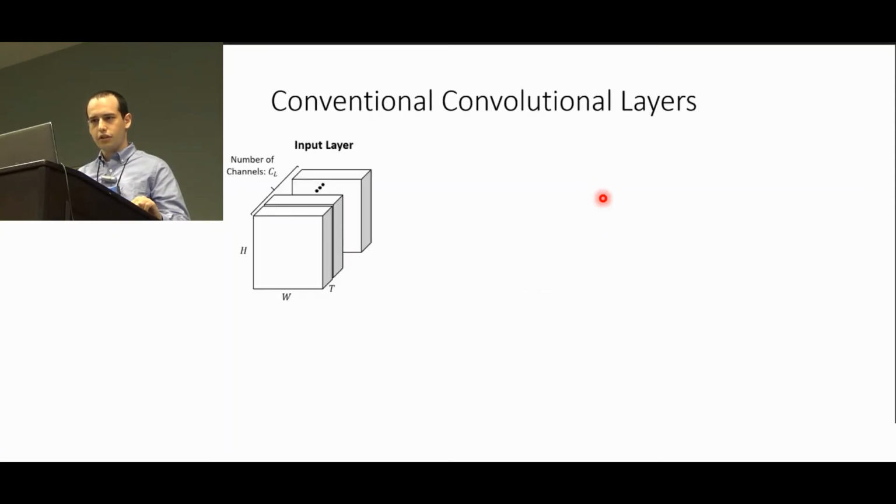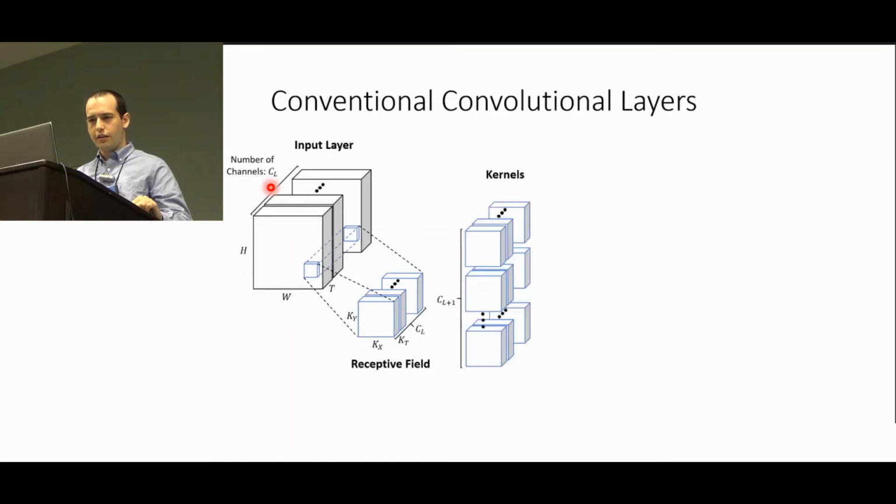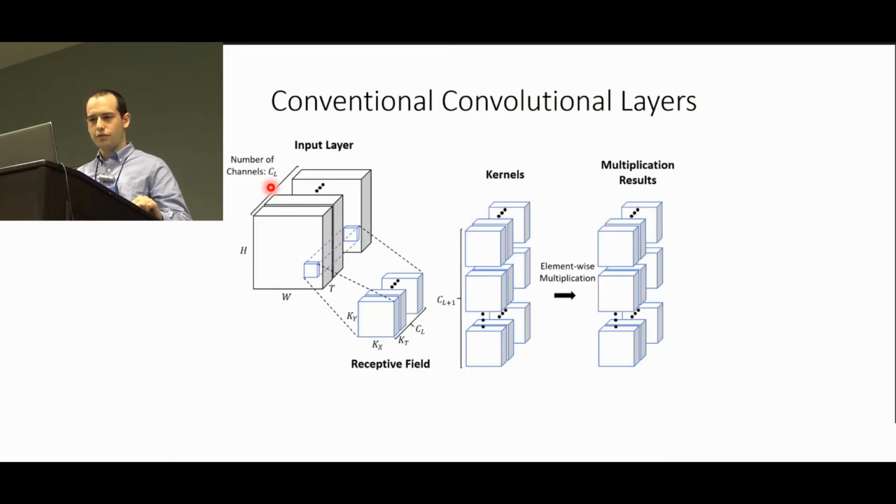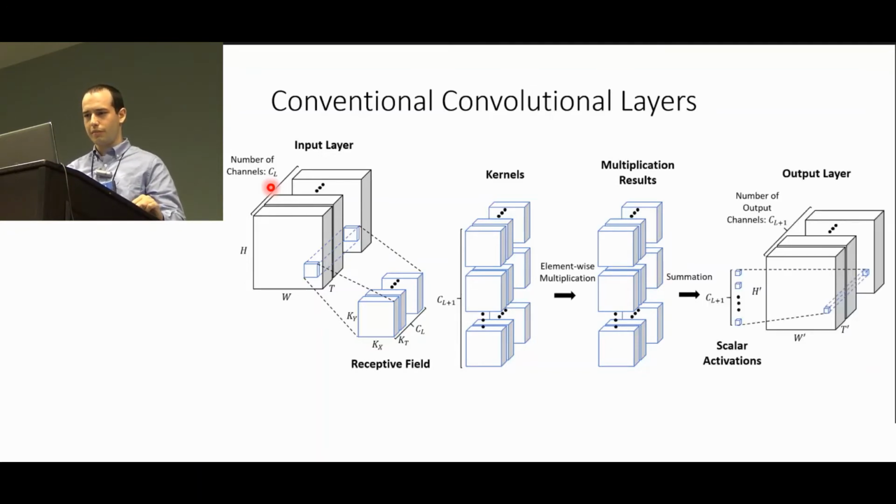I'll show this visually now. First I'll go over conventional convolution, and compare that to convolutional capsule layers. Given an input layer, we have some time dimension, some height, and some width for videos, and we have some number of channels. We have a receptive field that is scanned across the image, and we apply some set of kernels. We do element-wise multiplication and then summation to get some scalar activations, and those are placed at that position in the output layer. This is conventional convolution.